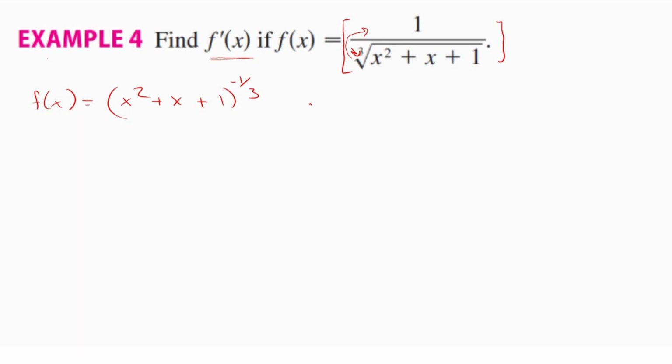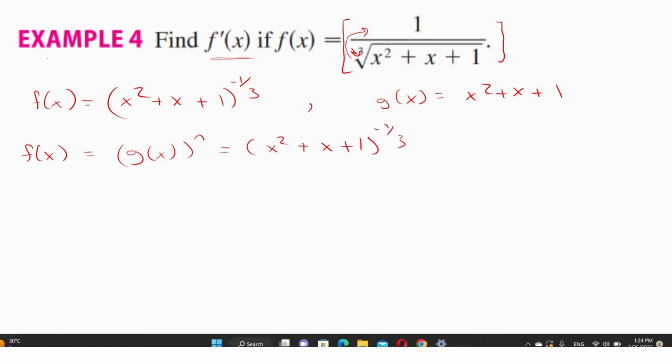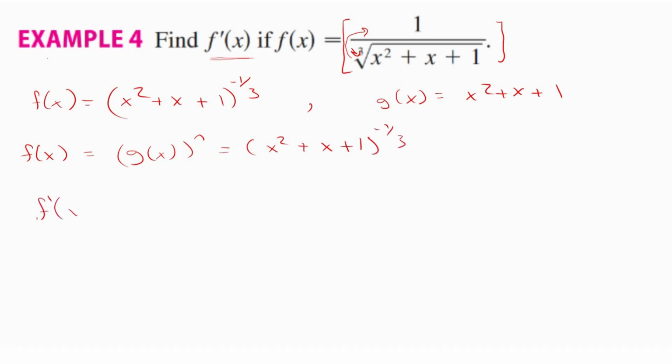So basically now we can consider g of x to be x squared plus x plus 1, and f of x can be written as g of x power n, and n here is negative 1 over 3. So basically we will differentiate using the rule we just saw now. To find the derivative f prime of x, we should first get g prime of x. So g prime of x is going to be 2x plus 1. f prime of x is going to be n, we said, multiplied by g of x power n minus 1 multiplied by g prime of x.